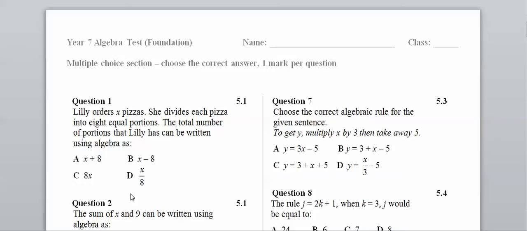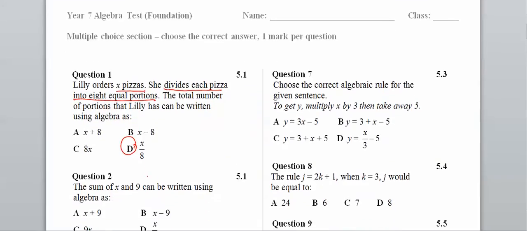Okay, so question 1. Lily orders x pizzas. She divides each pizza into 8 equal portions. The total number of portions that Lily has can be written using algebra as. Okay, so our first clue is that she's got x pizzas, and she divides each pizza into 8 equal portions. So the options we have for the answers are A, x plus 8, B, x minus 8, C, 8 times x, and D, x divided by 8. Okay, so our biggest clue is that she divides each pizza into 8 equal portions, so that means our answer is D.